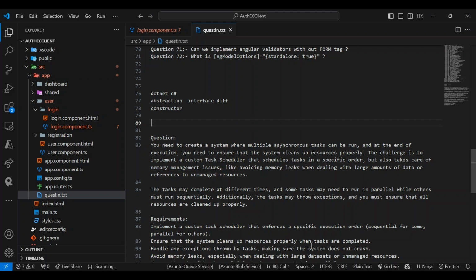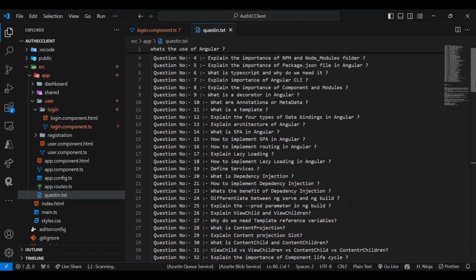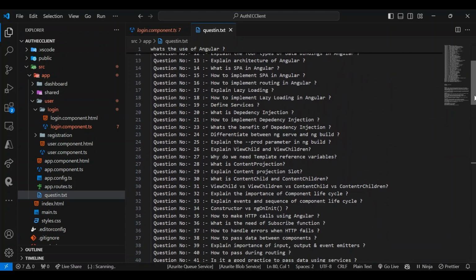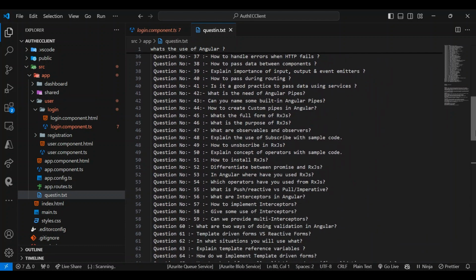The questions they asked, I will go through one by one, step by step, from basic to hard level. I already made a list. They asked from the Angular UI side, so I will start from there.